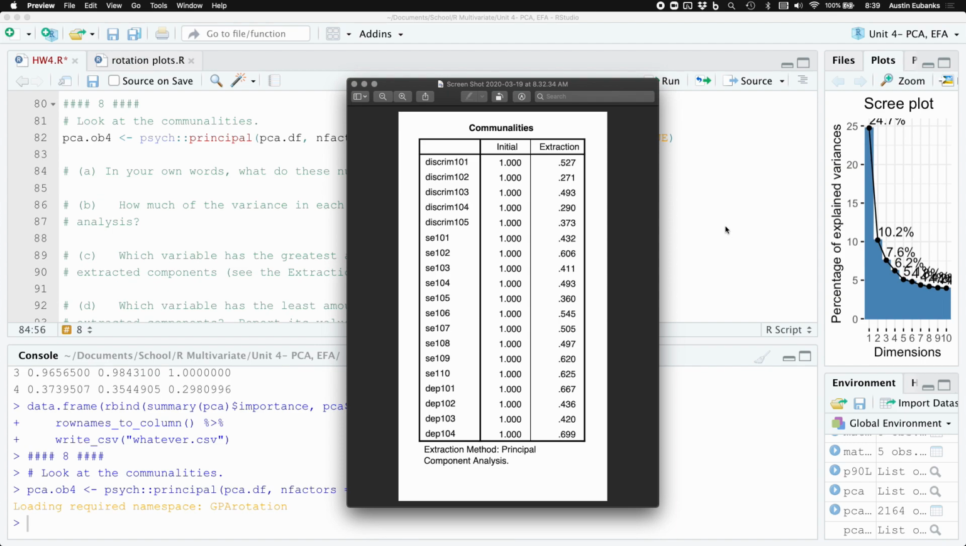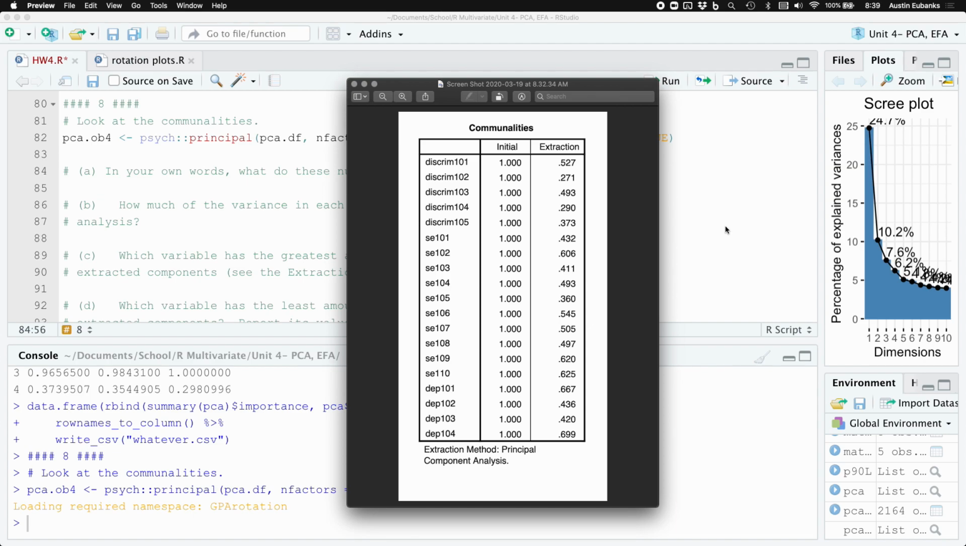If we're running an EFA, we're going to see the initial column is not that. The initial column is only overlapping or shared variance with the other variables in the analysis. But as we said before, mathematically, PCA throws all the variance in, doesn't take out the uniqueness. That's why the communality in a PCA is always 1 for every variable.